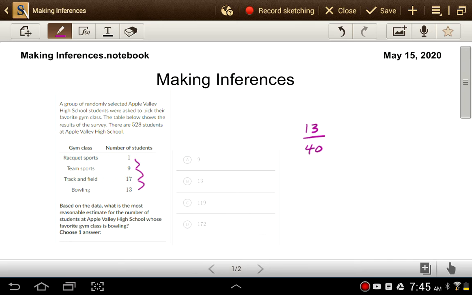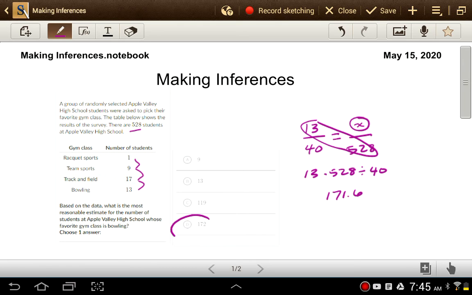And then to set up my proportion, I'm going to make that equal to the total number of students in the school. So that's going to be on the bottom because that's my total number. And I'm looking for this number right up here. Okay, that's the number I'm looking for. So remember, when we use cross products to solve, we multiply the crosses that we know, 13 times 528, and then we divide by the number that's across from the variable, divided by 40. When you do that, I'll get an answer of 171.6. You can type it in your calculator. So you can see from there, D would be the correct answer.